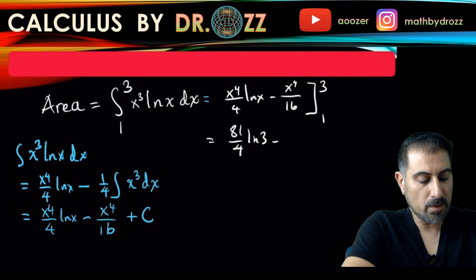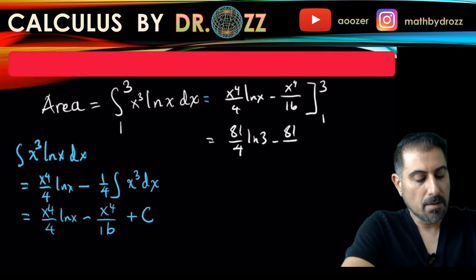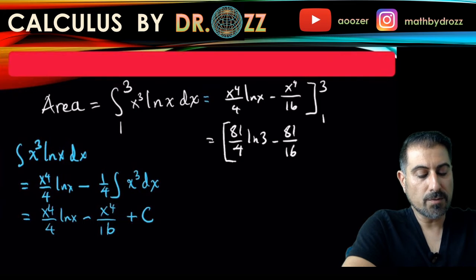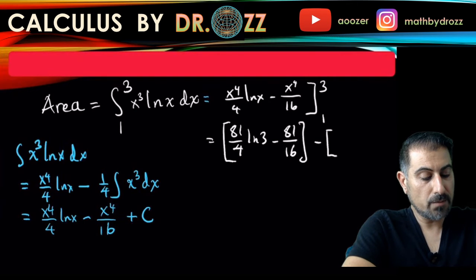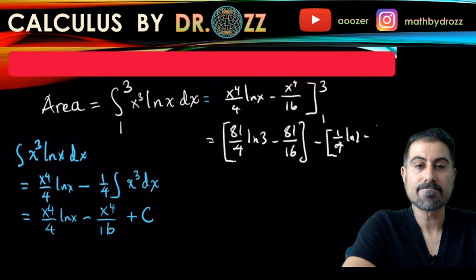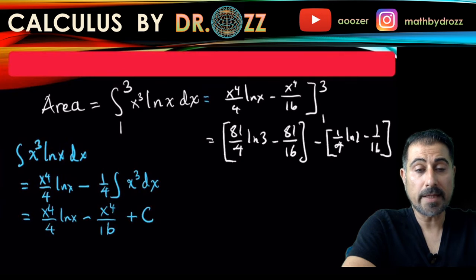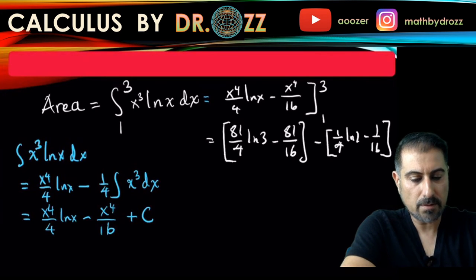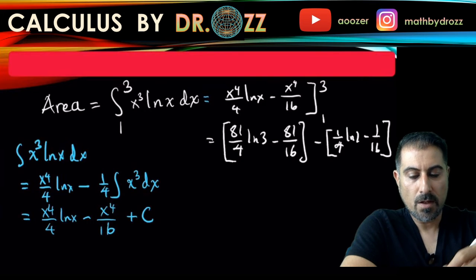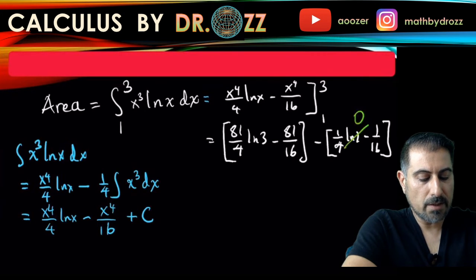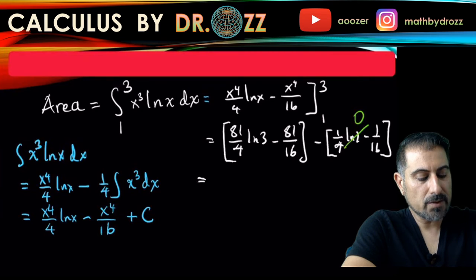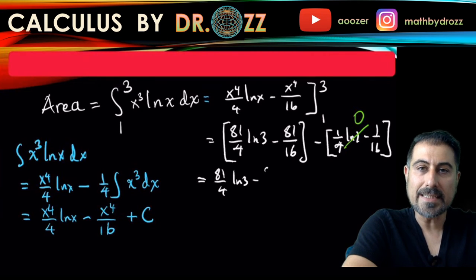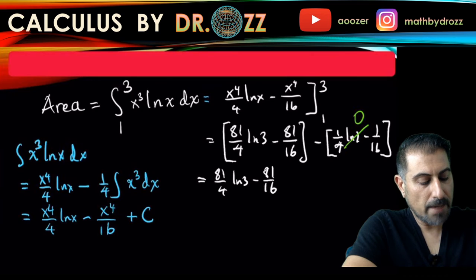3 to the fourth, 81, divided by 4, ln 3, minus 3 to the fourth divided by 16, that's 81 divided by 16. Minus 1 to the fourth, so 1/4 ln 1, minus 1 over 16. Again, at this point we're keeping everything exact. ln 1 is 0, by the way, so we can immediately use that. So what are we left with? 81 over 4 ln 3 minus 81 over 16 minus the rest.